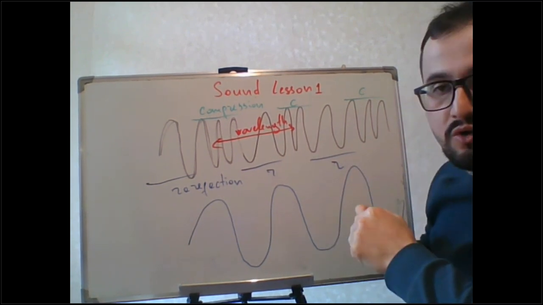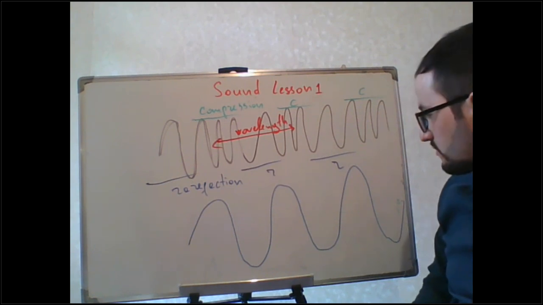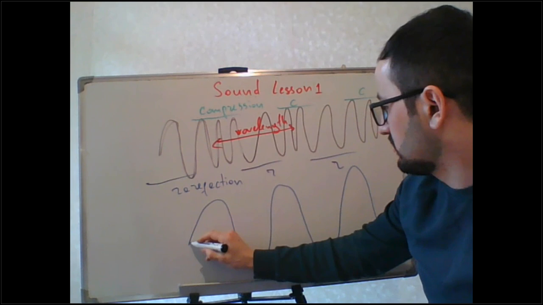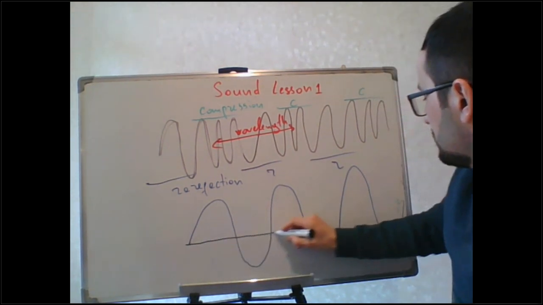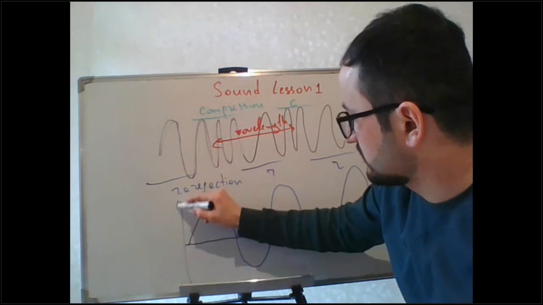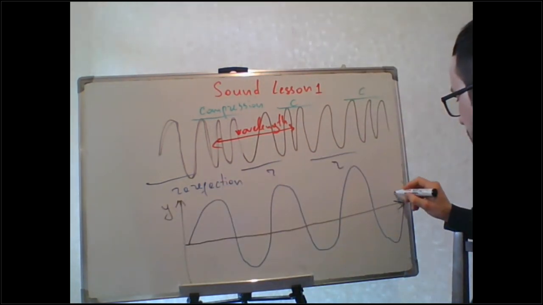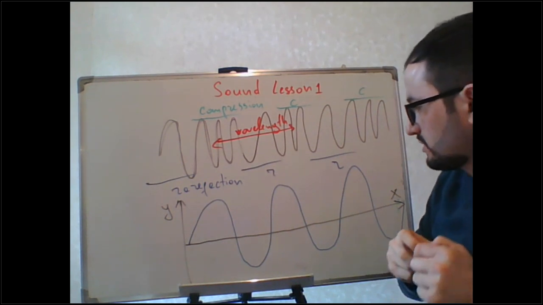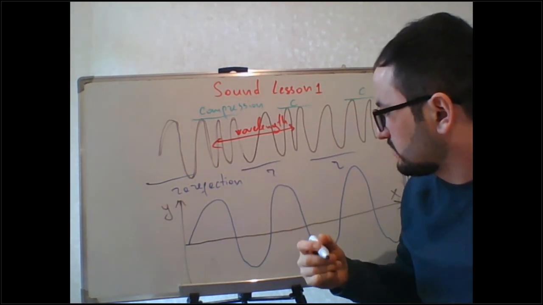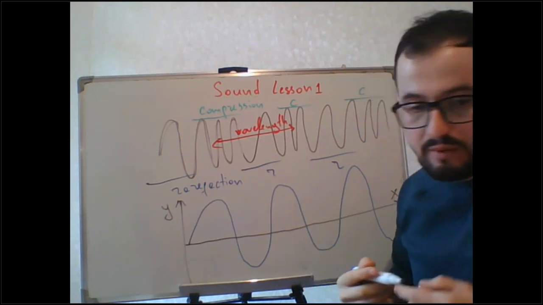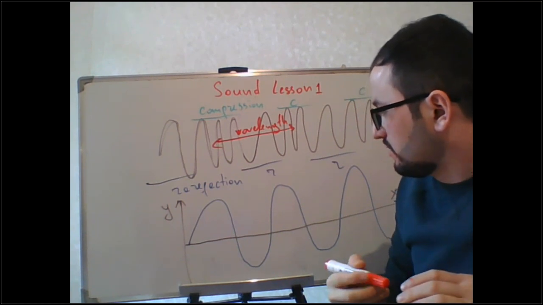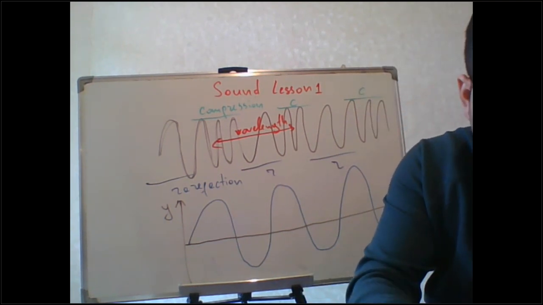Okay, so this is the graph of the sine function. Here is the x-axis and here is the y-axis. Do you remember we talked about amplitude and wavelength? So let me show them on the graph.